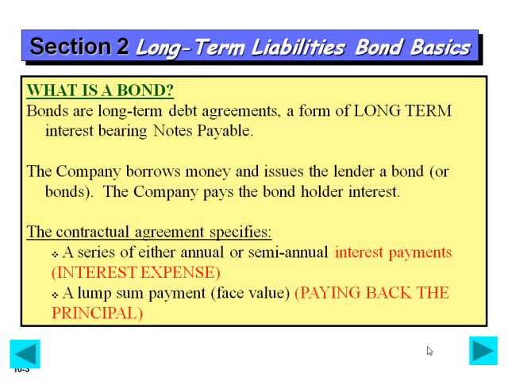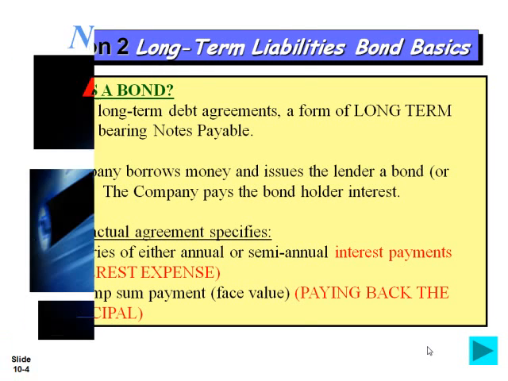Now, a company can structure a contract, which you should know from business law, any way they want. But what we're studying this chapter is corporate bonds, and they tend to follow a certain pattern. Semi-annual interest payments, lump sum at the end of the borrowing period.